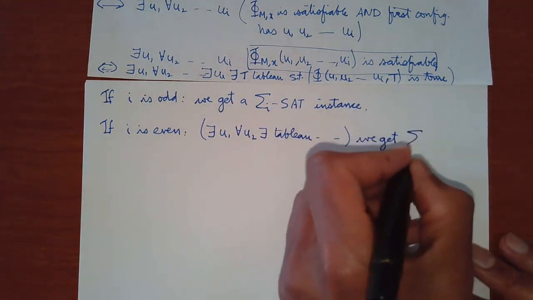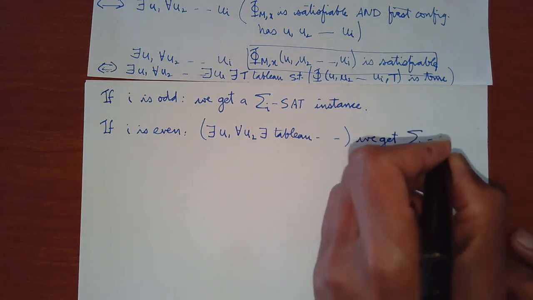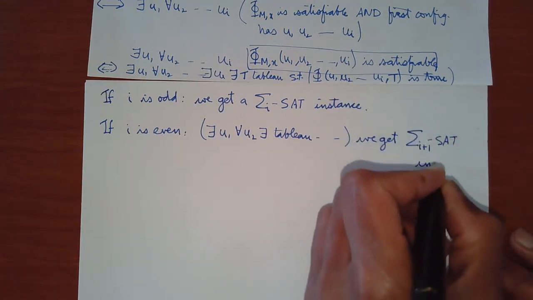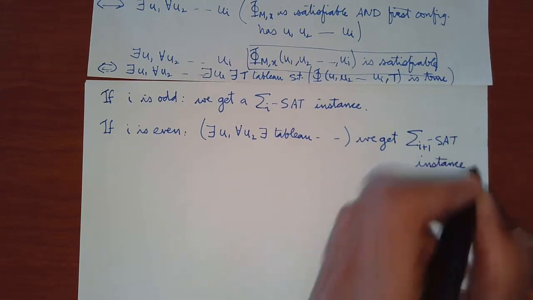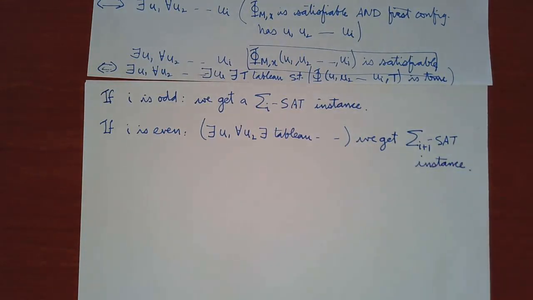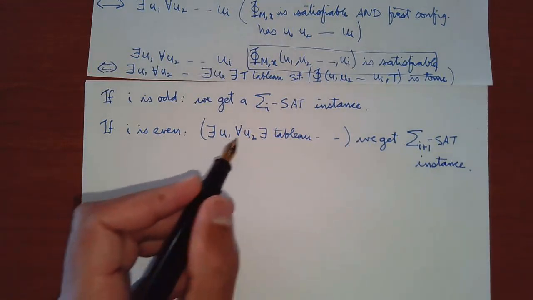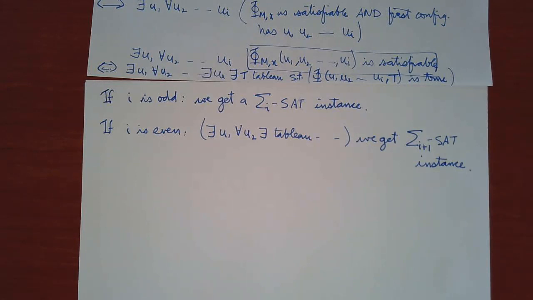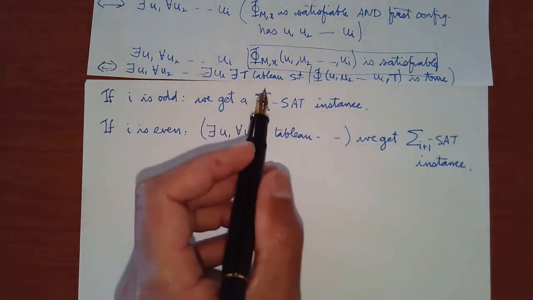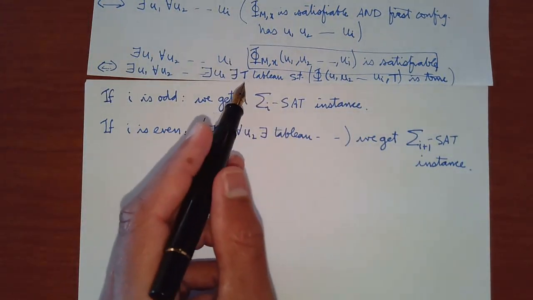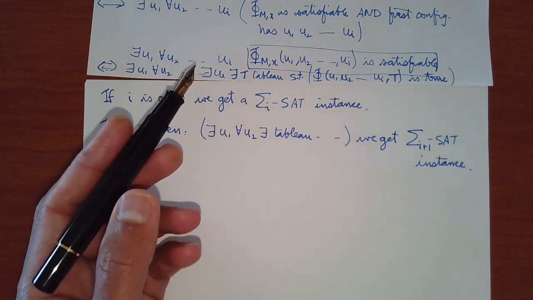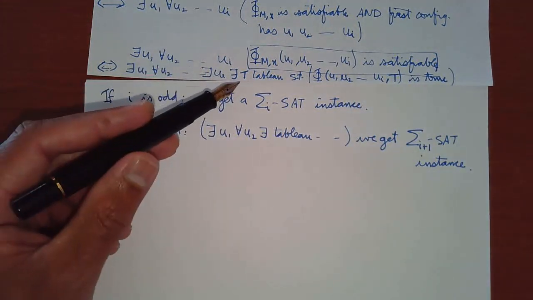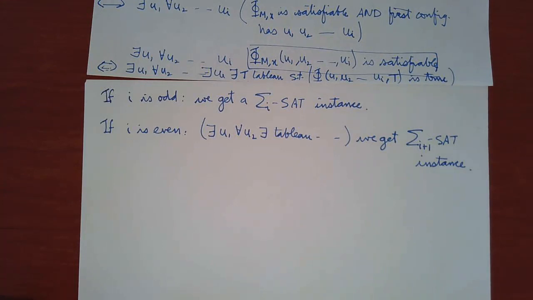We get a Sigma_{i+1} SAT instance, which is annoying. But we'll get rid of it because in some sense we have a lot of power with these quantifiers. So what we'd like to do is, instead of saying there exists a tableau, say for all tableaus.